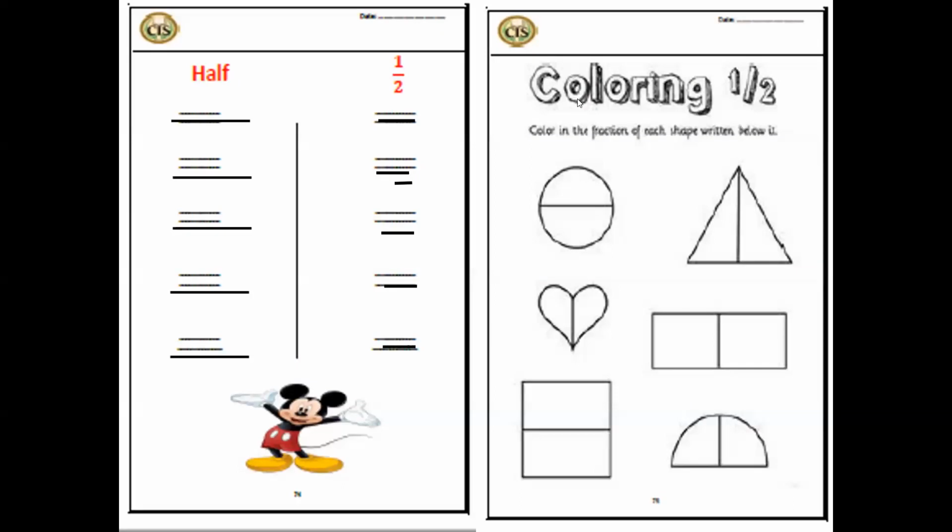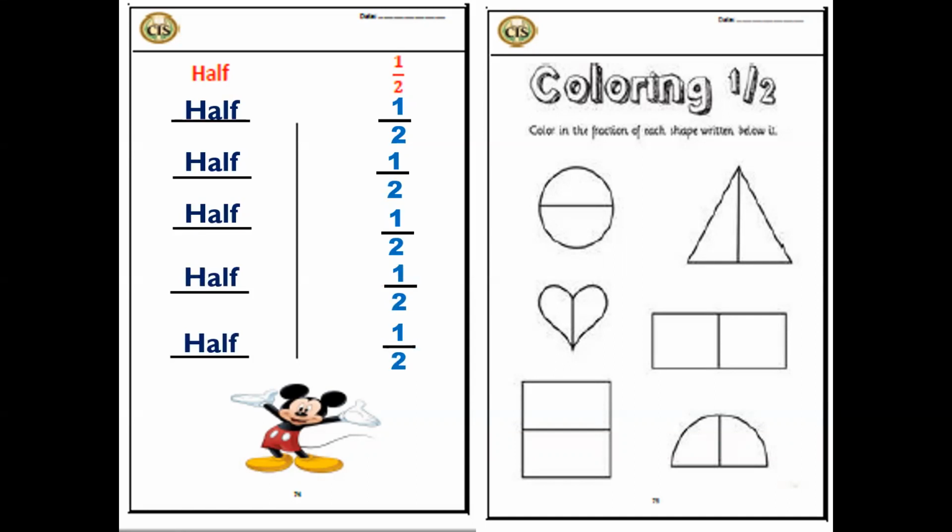Now we will solve with our booklet. Here we will learn how we can write half. How can we write half? H-A-L-F. And 1 over 2, 1 dash 2. Again, how can we write half? H-A-L-F. And 1 dash 2.